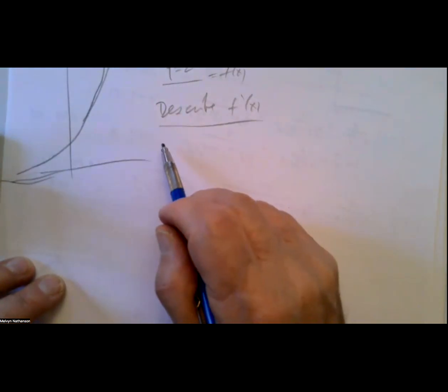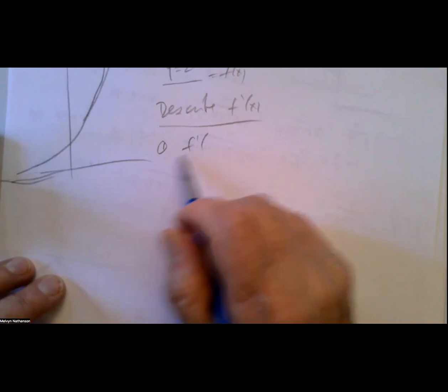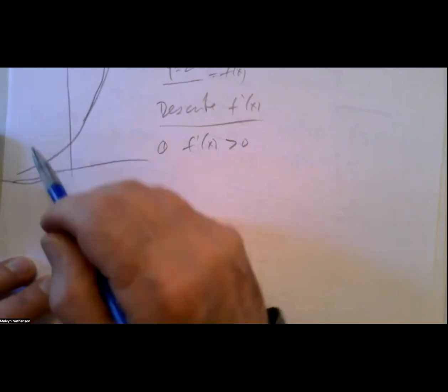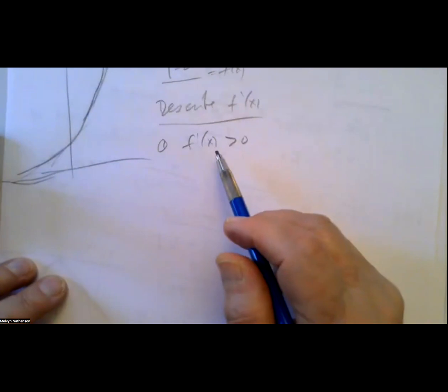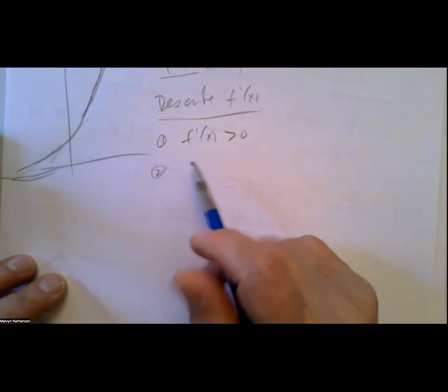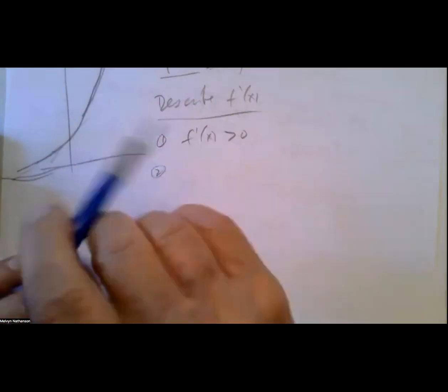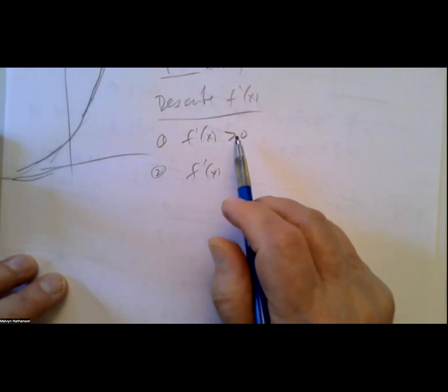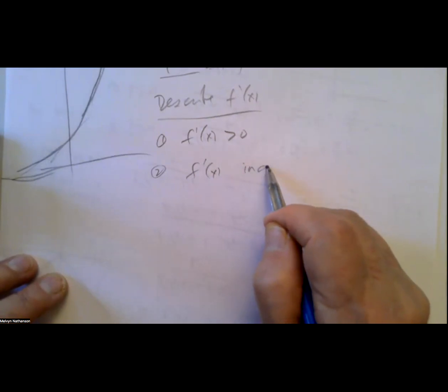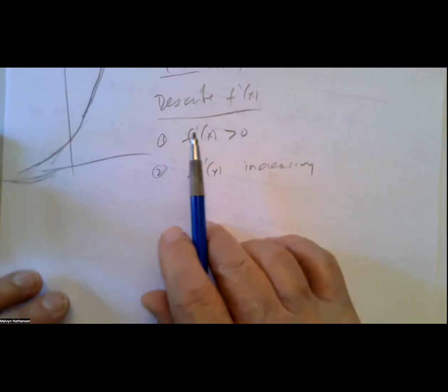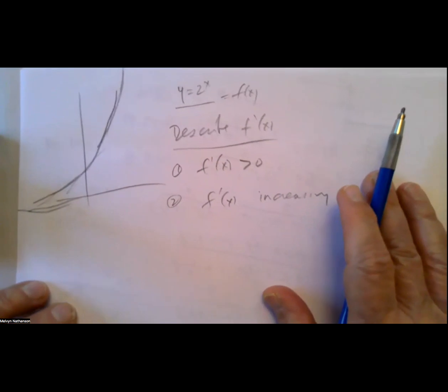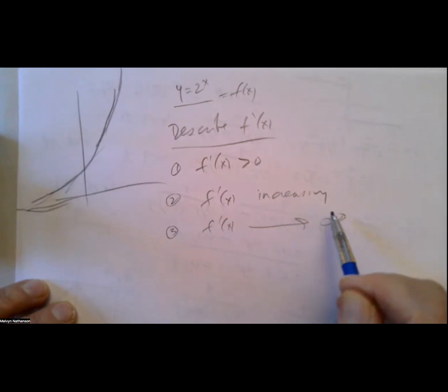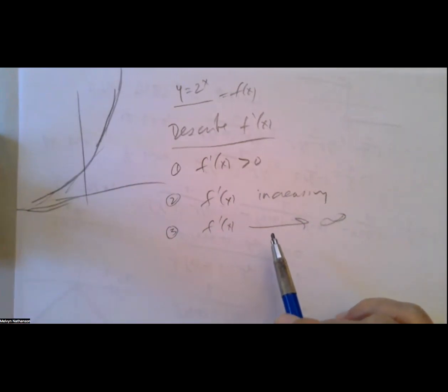So let's make some observations. First, at any point, f prime of x is positive. This function is always increasing, and wherever you draw a tangent line, it's going to have positive slope. Second, if you look at these tangent lines, the slopes get bigger and bigger and bigger. So not only is f prime of x positive, but it's increasing. This exponential curve is increasing faster and faster and faster. And in fact, f prime of x goes to infinity. Not only is it increasing, but it increases beyond any limit.